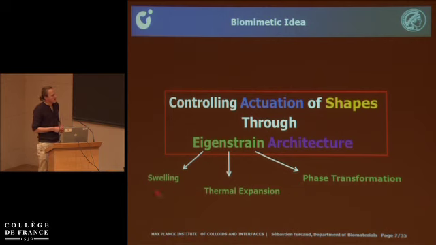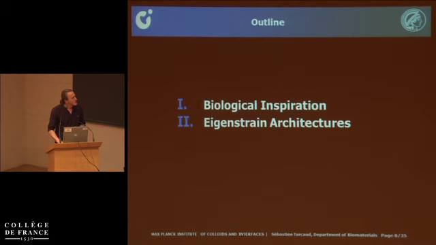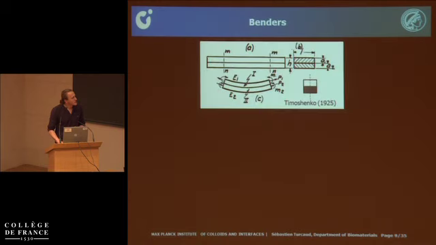In the pinecone example, it was a simple swelling. The bilayers, often thermostat examples, use thermal expansion. And we saw also in the talk about smart materials that phase transformation can also be used to trigger shape changes. So actually any physical phenomenon that leads to volume change. So let's go to some eigenstrain architectures briefly.